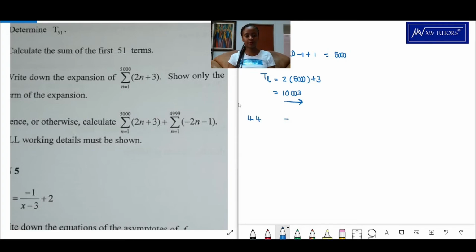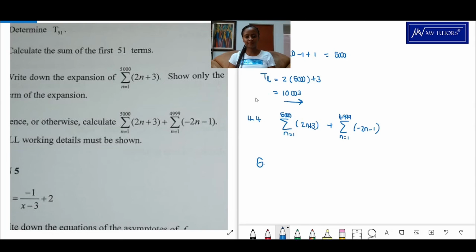So 4.4, we must calculate this. n is equal to 1, and we have 5,000, 2n plus 3, plus n is equal to 1, 4,999, and now we have negative 2n minus 1. Okay, do you guys remember the sum formula where you have the first term and the last term? Let me write it at the bottom there. So they want us to calculate that, and this is the sum, remember.